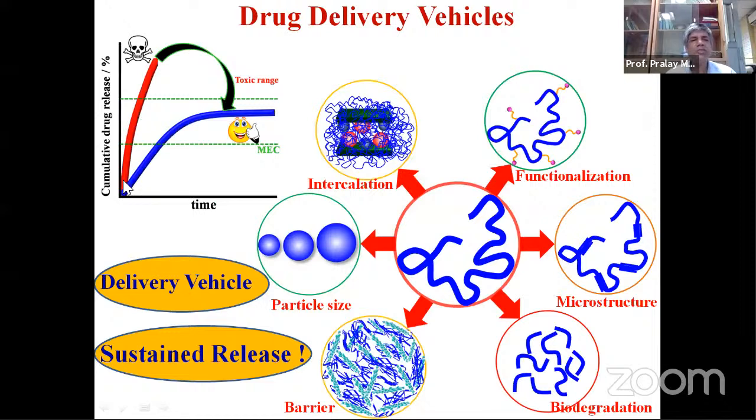And most conventional drugs follow these kinetics. But if the concentration of the drug does not remain within this range for a very long time, it will not be effective.